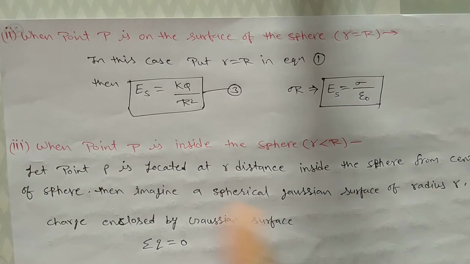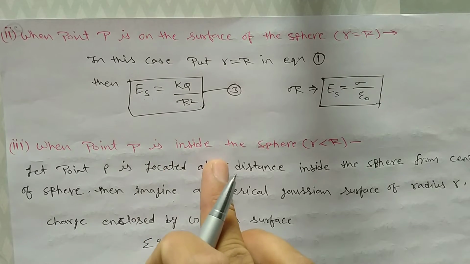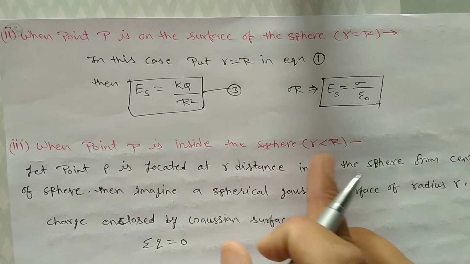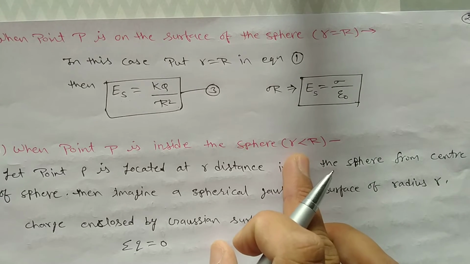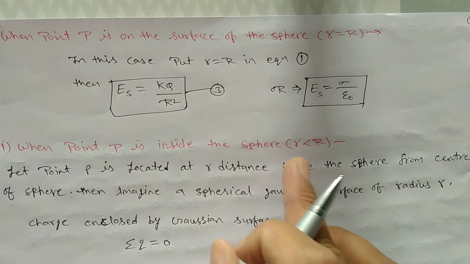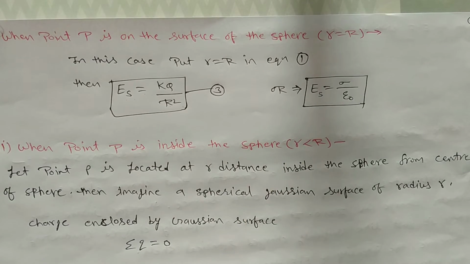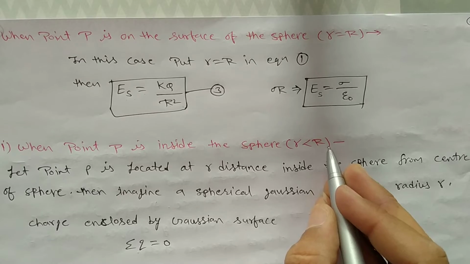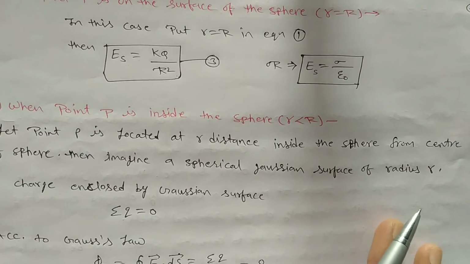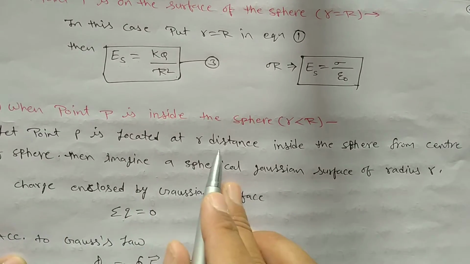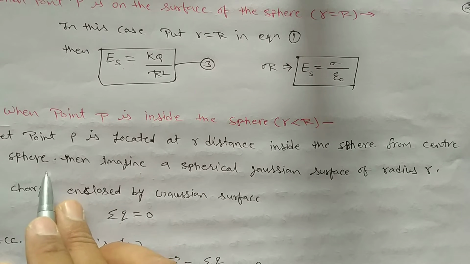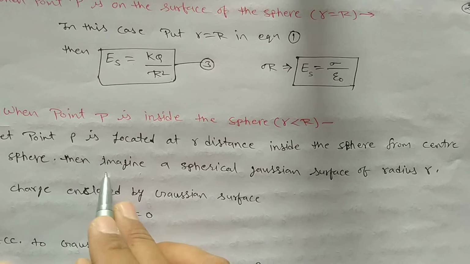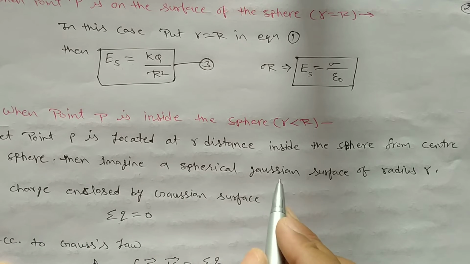Our third point is when point P is inside the sphere, it means small r. What is small r? Small r is the distance between the observation point and the center of the spherical cell. So small r is less than capital R. Again, let point P be located at small r distance inside the sphere from the center of the sphere. Then imagine a spherical Gaussian surface of radius r.